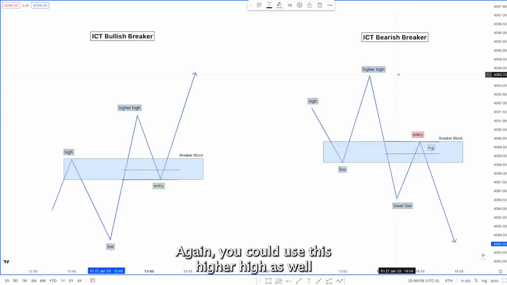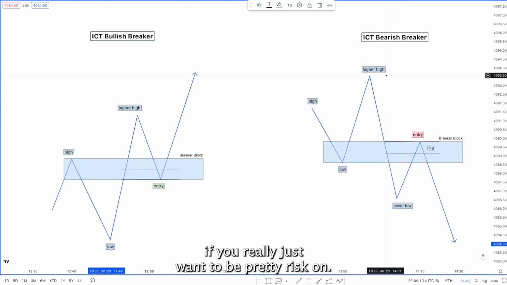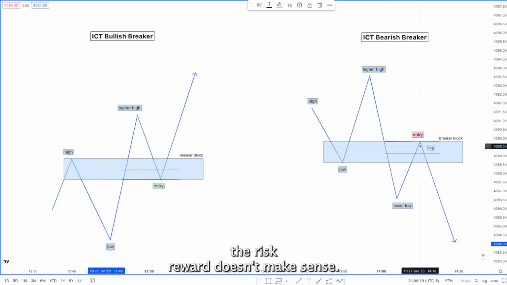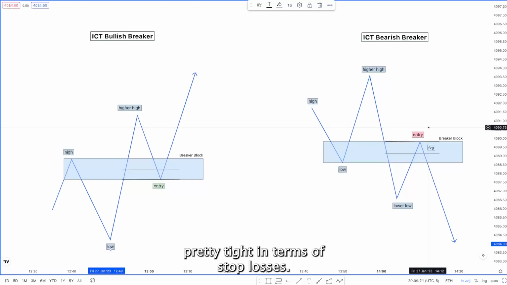Again, you could use this higher high as well if you really just want to be pretty risk on, but personally, that's just too far of a stop for me. The risk reward doesn't make sense. So I like to keep it pretty tight in terms of stop losses.